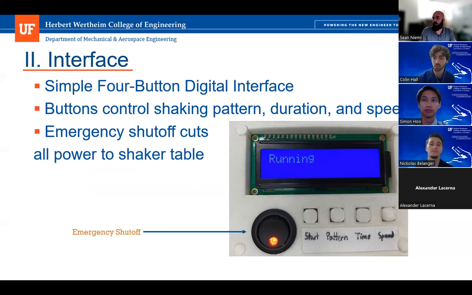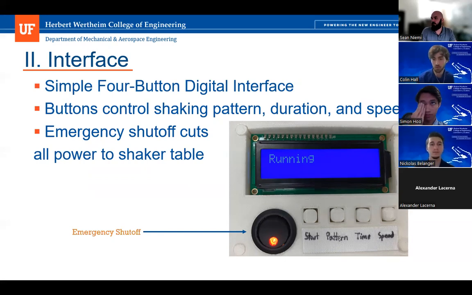Pressing the pattern button will cycle through the 3 patterns that the shaker table is capable of. And pressing the speed button increases the RPM by 10. Once it reaches the highest RPM possible, then it'll cycle back down to the lowest possible.